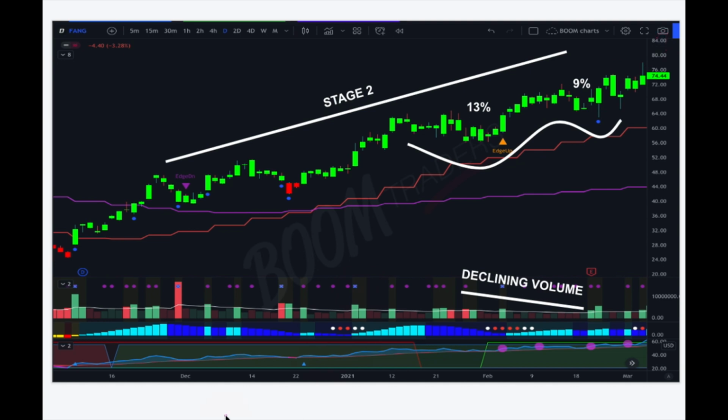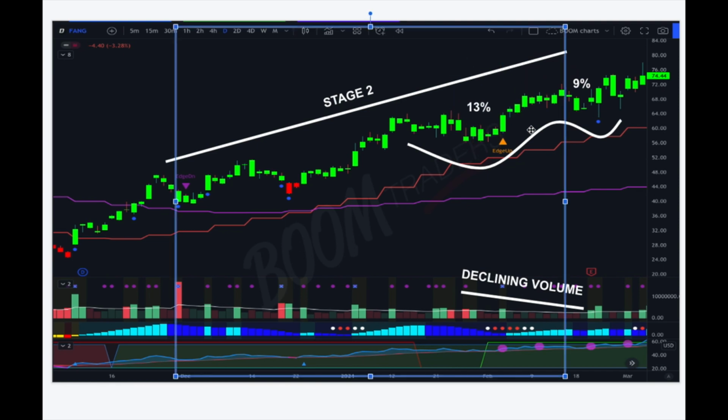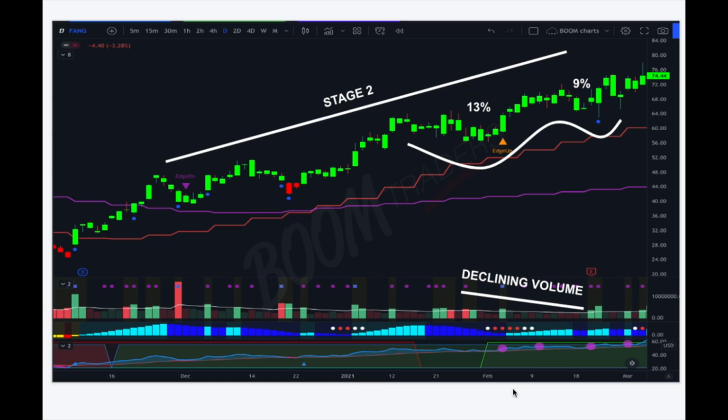The main point is that we want the stock to continue to correct, and we want to see those corrections becoming less and less. That's what VCPs look for, and this is what we want to see.